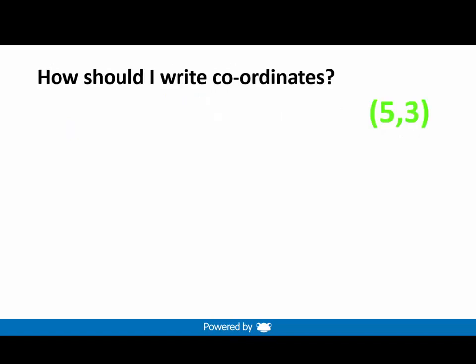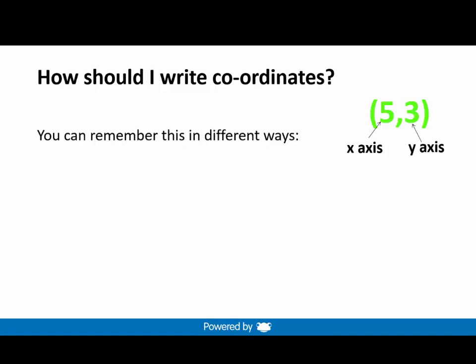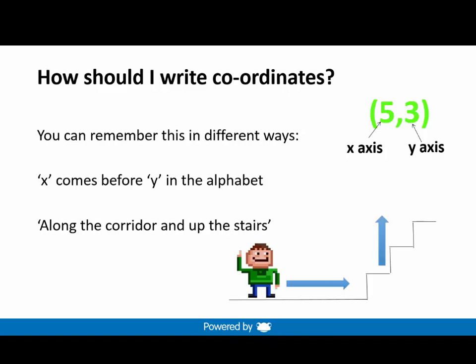So how should I write coordinates? So we've got our 5, 3 here in brackets with a comma in between the numbers. The x-axis number is first and the y-axis number is second. You can remember this in different ways. You can remember that x comes before y in the alphabet, or you can remember it is going along the corridor and then up the stairs.